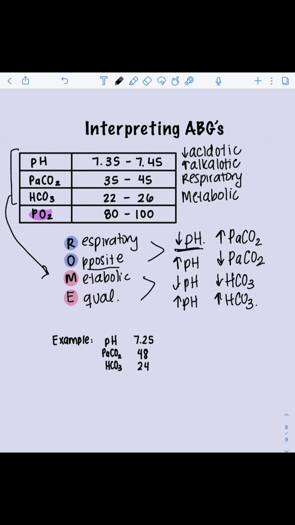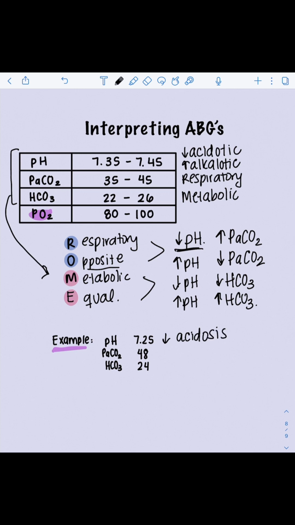So let's look at our example down here. Like I've said plenty of times in this video, the first thing you're going to do is check if your pH is acidotic, normal, or alkalotic. So if my pH is 7.25, I have a low pH, so I know that I'm in acidosis. If it's metabolic or respiratory, I'm not sure yet.